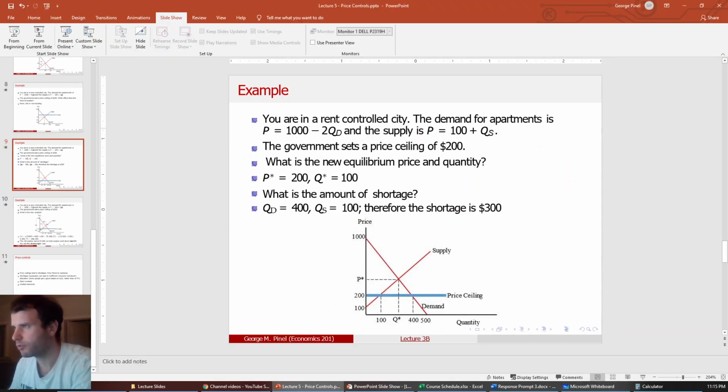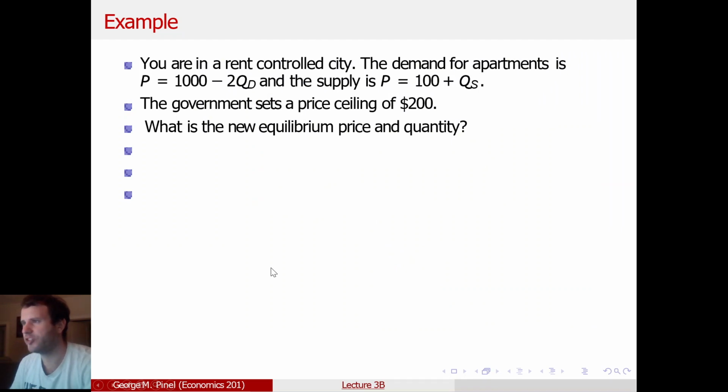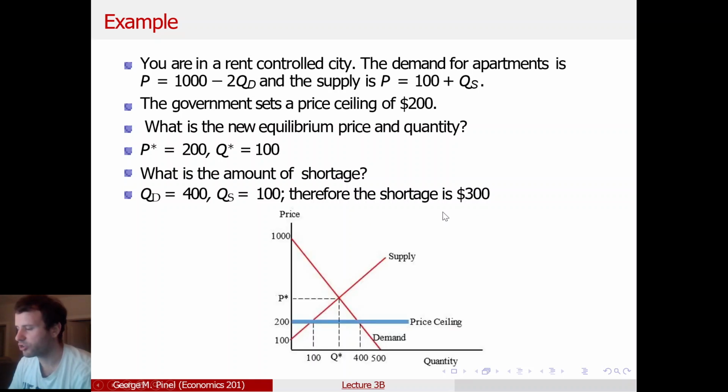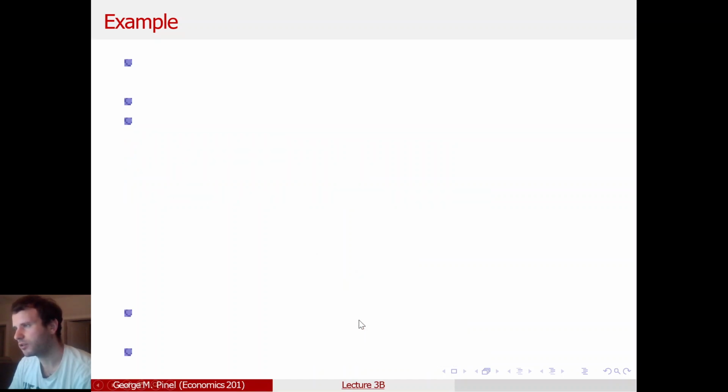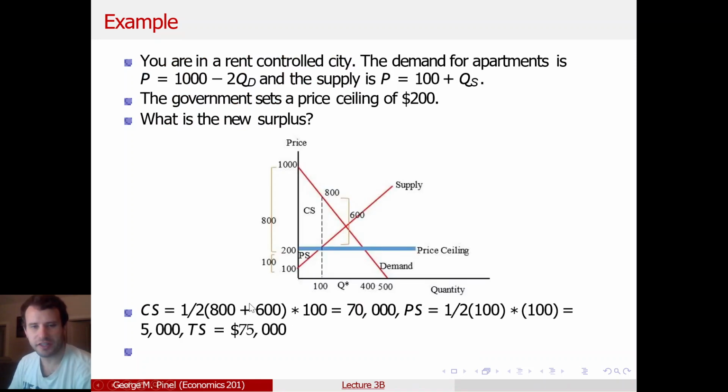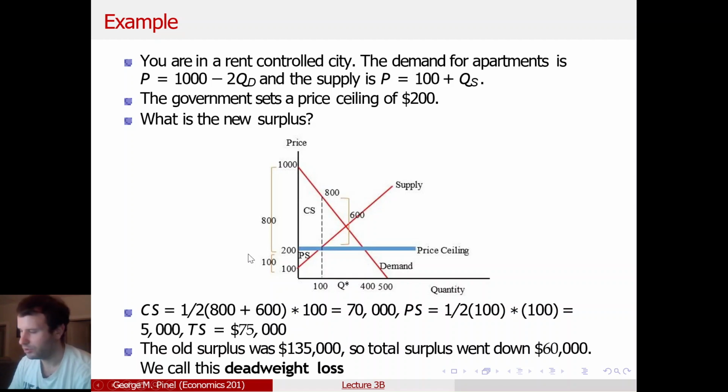Okay. So to wrap that all up, let's jump through these slides. You have the equilibrium price and quantity of 100, 200. Quantity demanded is 400. Quantity supplied is 100. The shortage is 300. This is what it looks like when you have an actual nice looking graph. Again, notice that the price ceiling intersects supply before it intersects demand. That's how you know it's a shortage and not a surplus. And then here are the calculations for the total surplus, the consumer surplus, the producer surplus, and the deadweight loss.